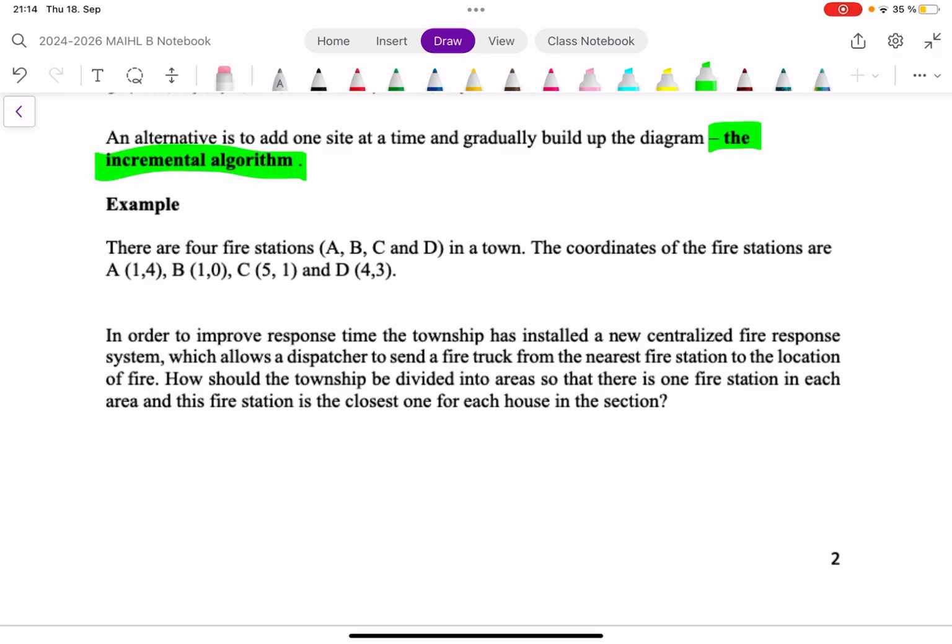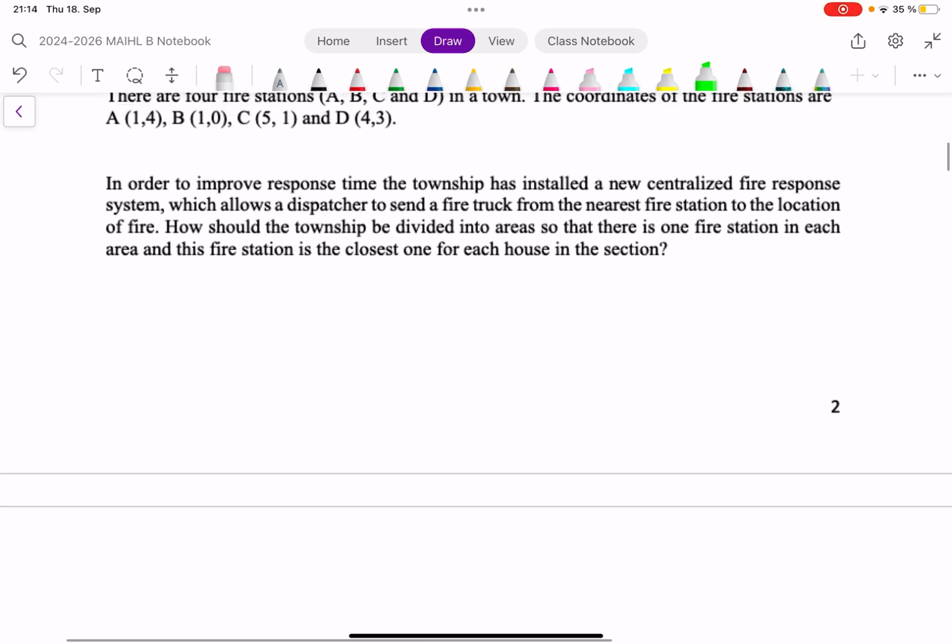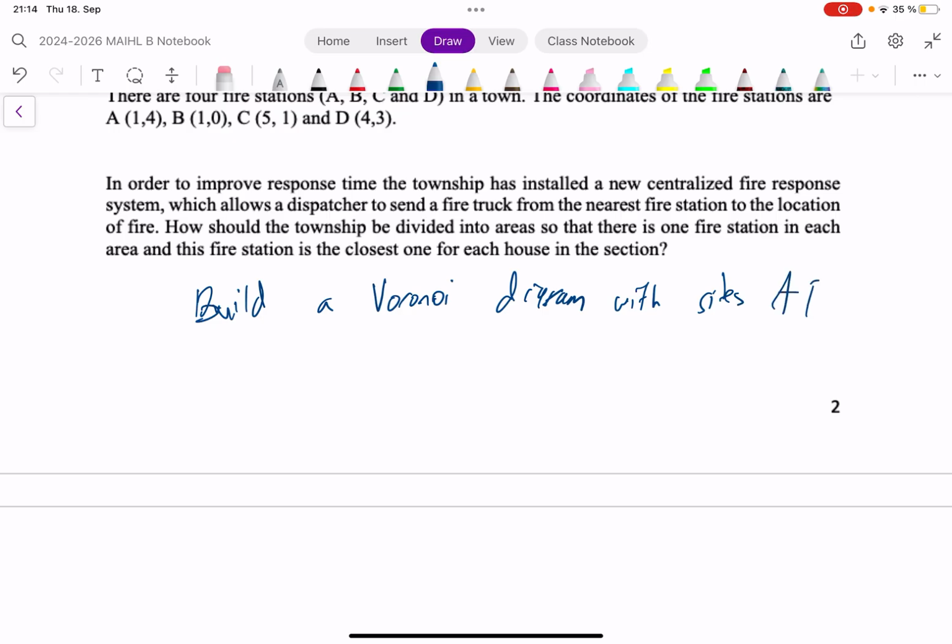And so then it's asking, how should the township be divided into areas so that there's one fire station at each area, and this fire station is the closest one for each house in that section. This is basically telling you to build a Voronoi diagram with sites A, B, C, and D.